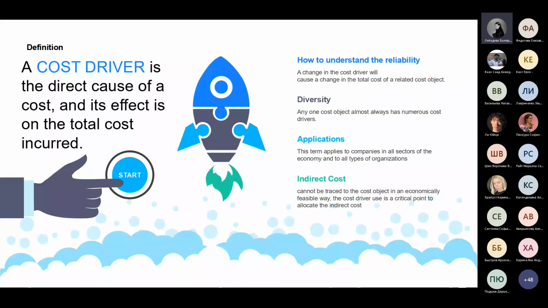Indirect cost cannot be traced to the cost object in an economically feasible way. The cost driver use is a critical point to allocate the indirect cost. So the cost driver is used not only to assign the direct cost to a specified product, but the indirect cost as well.